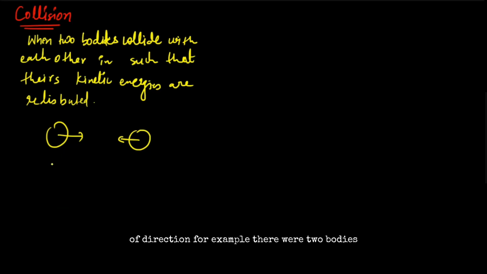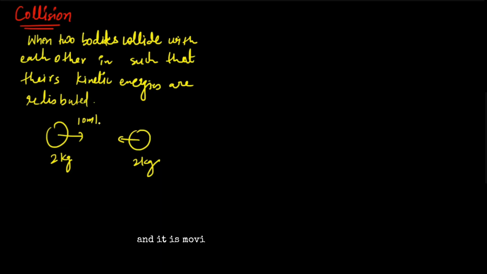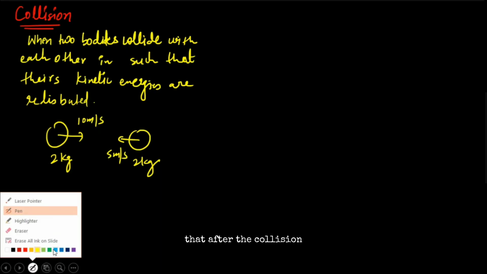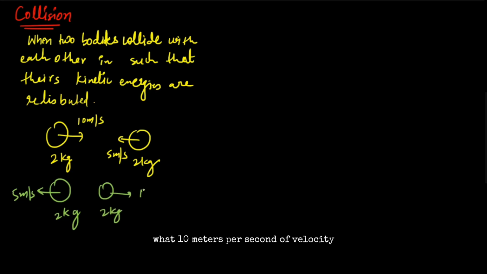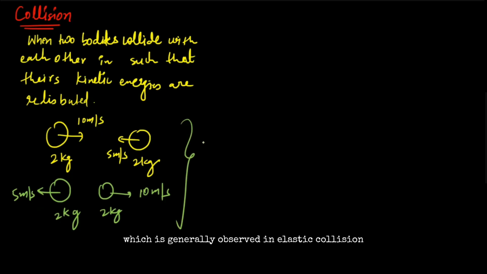For example, there were two bodies, one having a mass of 2 kg, another having the same mass of 2 kg. One is moving with 10 meters per second and the other is moving with 5 meters per second. After the collision, this 2 kg mass is going in this direction with 5 meters per second, whereas this 2 kg mass is going in this direction with, guess what, 10 meters per second. And why is this change observed? Because the mass is the same, and this is something generally observed in elastic collision.